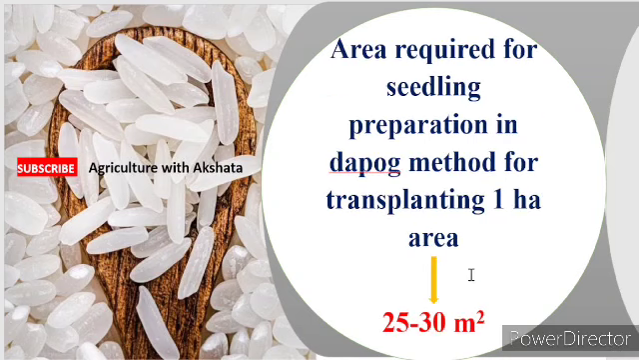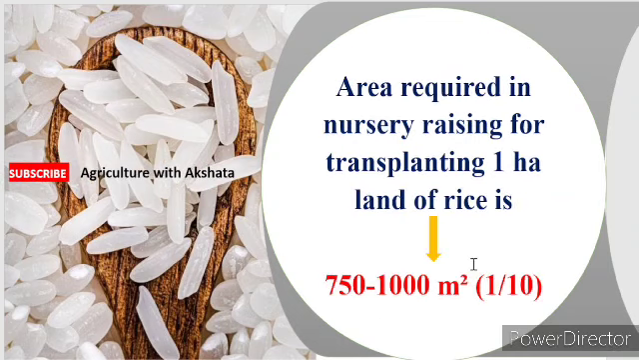The area required for seedling preparation in the Dapog method for transplanting to 1 hectare of land is 25 to 30 meters square. Area required in nursery raising for transplanting to 1 hectare of land of rice is 750 to 1000 meters square, that is 1/10th of the main field.